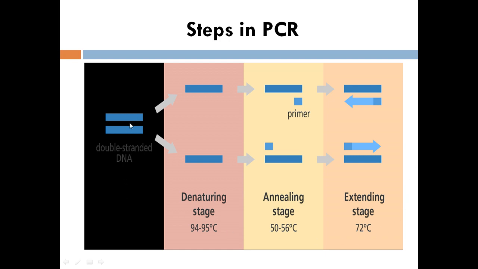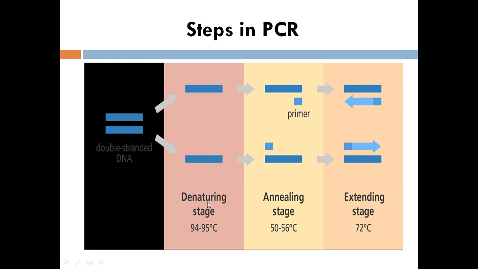This blue color we call a double-stranded DNA. Usually DNA will be double stranded for stability. In between the two strands we have a bond, which we call a hydrogen bond, so it forms a double structure. The first step in PCR is the denaturation step. The meaning of denaturation is that we convert the double-stranded DNA into single-stranded DNA.